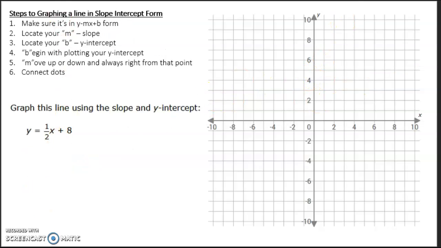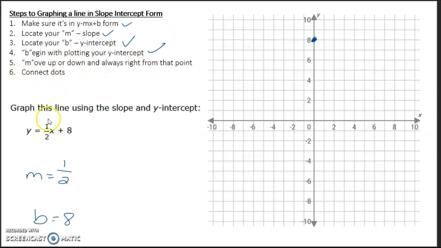All right, let's do the very last one. Make sure it's in slope-intercept form. Done. Locate your m. M is the number in front of x. That's 1 over 2. Done. My b is 8. It's in the back of the equation. Begin with plotting your y-intercept. So 8 is on my y-axis. So start in the middle, and I'm going to go all the way up to 8, and I'm going to put a dot. Then it says check it off.